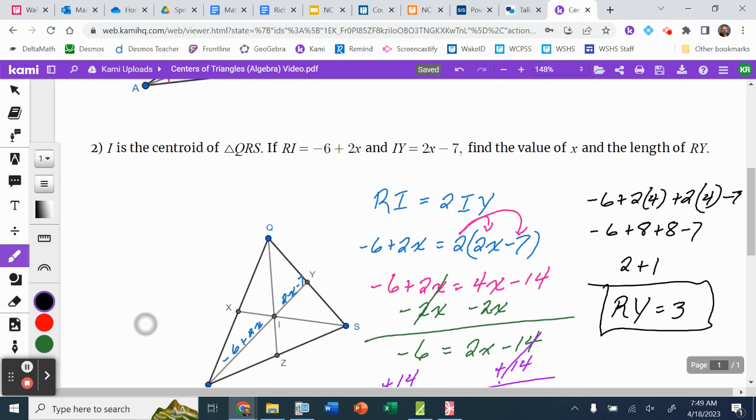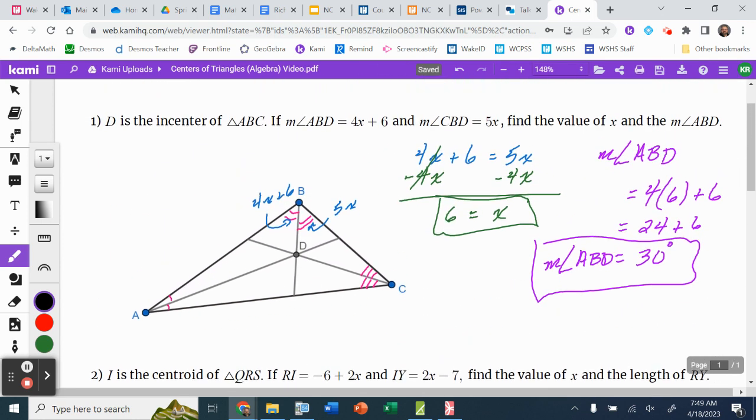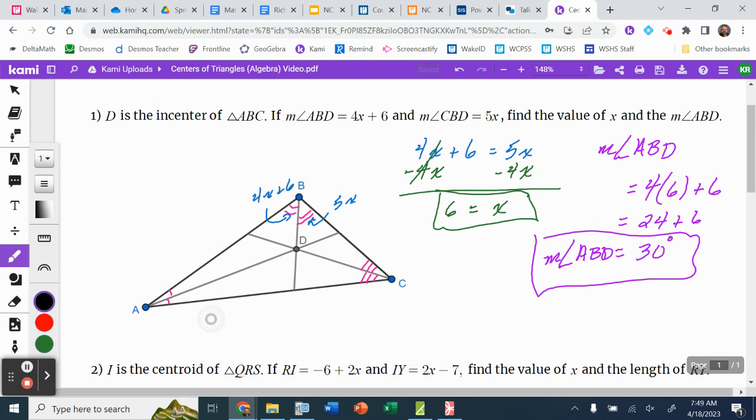Now, we did not show an example of the circumcenter, but just remember, circumcenter is formed by perpendicular bisectors. So that opposite side from a vertex, the two pieces that the side is divided into would be congruent.